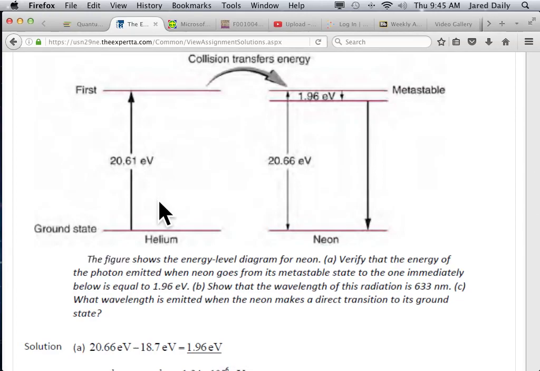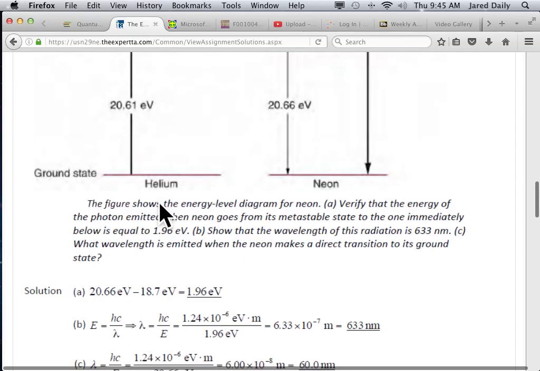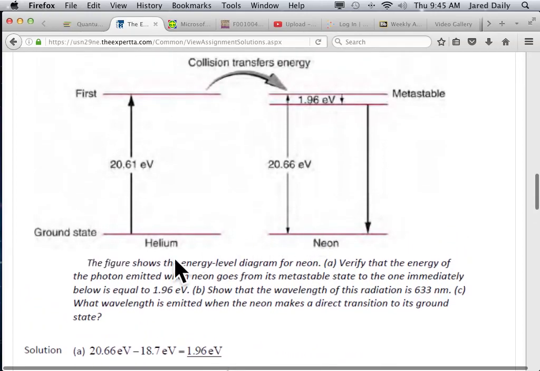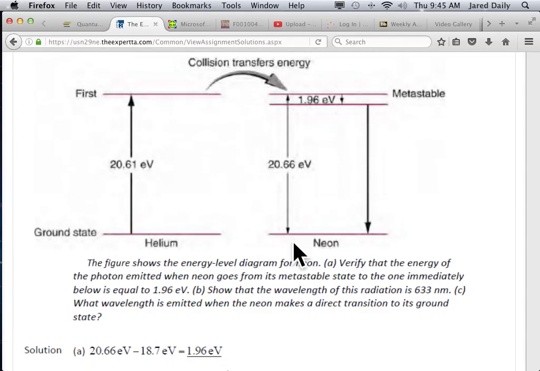This one is an energy level problem. So we want to verify the energy of the photon emitted when the neon goes from its metastable state to the one immediately below, which is 1.96 electron volts. So here we have neon, which is jumping up to, let's see. The metastable state is this top one, and it drops back down to this state here that has this energy release of 1.96 electron volts.